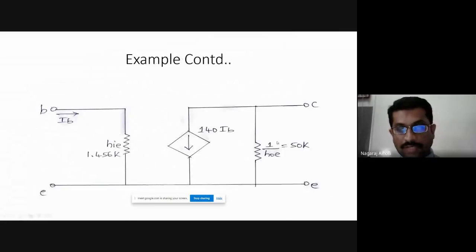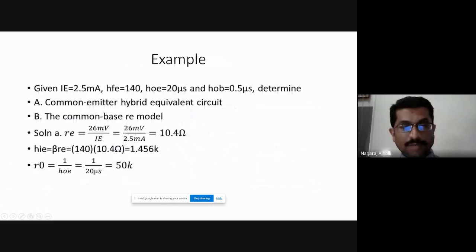Next, what are we left with? We are left to find the value of output resistance R naught. This is nothing but 1 upon HOE. It is the reciprocal of admittance. HOE is the output admittance. If we take the reciprocal of this, we will get the output resistance. That is R naught is equal to 1 upon HOE. How much is the HOE given? 1 upon 20 microsiemens. That means 1 upon 20 into 10 raised to minus 6. Calculate how much it is.